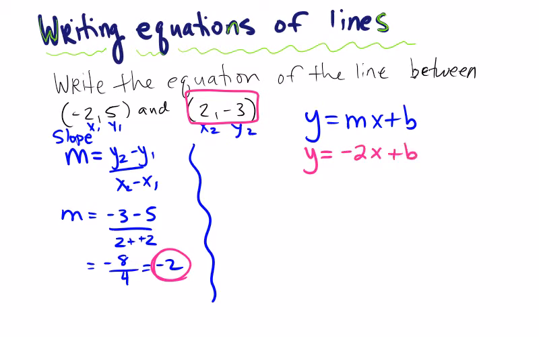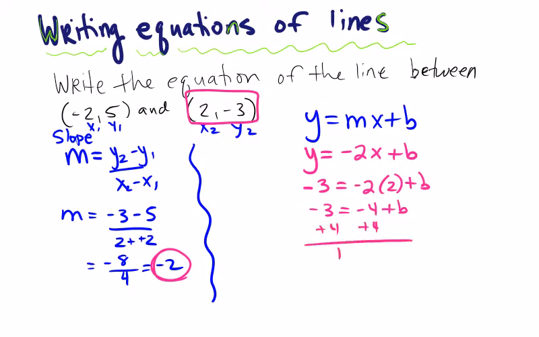We're now going to substitute in our point for x and y, and we're going to use that to solve for b. So this is going to get us -3 equals -2 times 2 plus b, which is going to get us -3 equals -4 plus b. We then add the 4 to both sides, and our b value is 1. Once we have our b value, we're going to take that and put it back into the equation, and that gets us the equation of our line is y equals -2x plus 1.